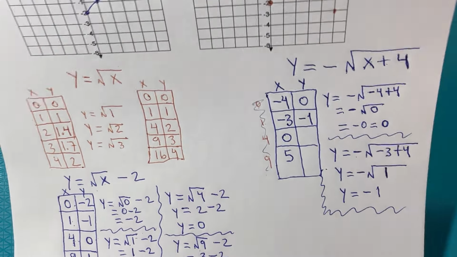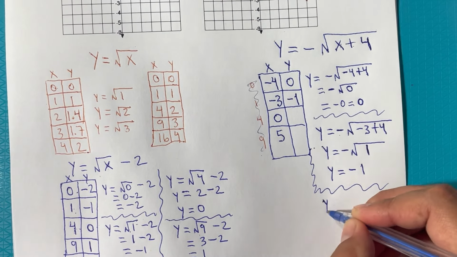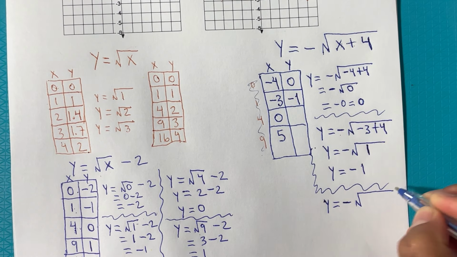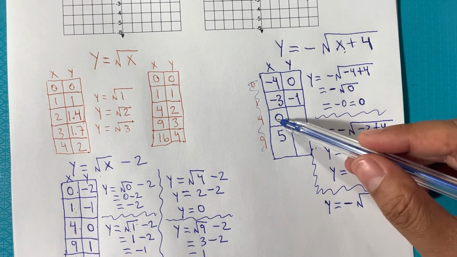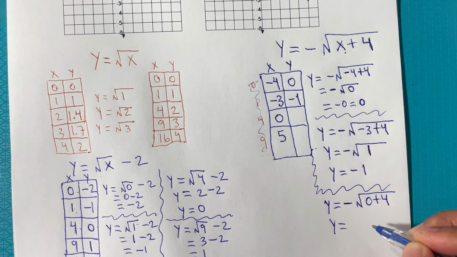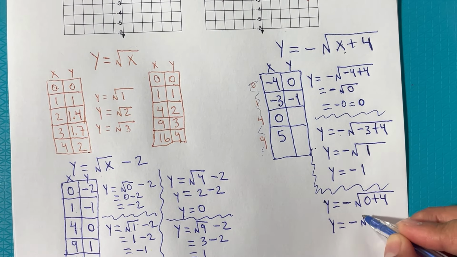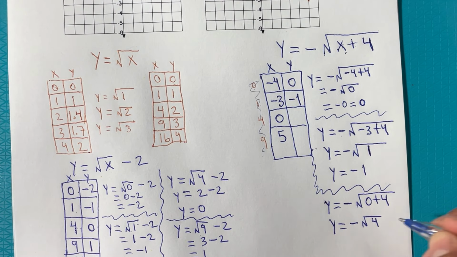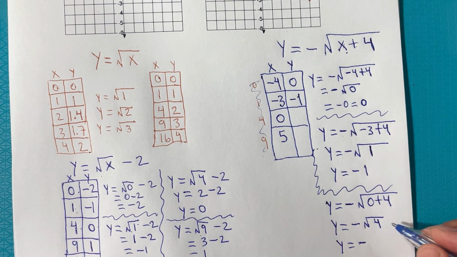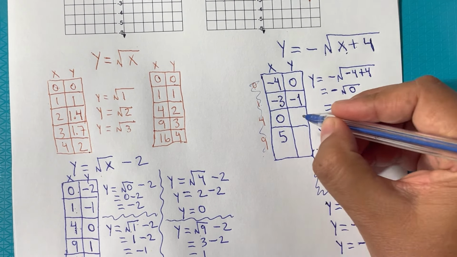For the next one, x is 0, so y is equal to the negative square root of x, which is 0 plus 4. Bring down the negative. 0 plus 4 is 4. Bring down the negative. And then the square root of 4 is 2, so -2.